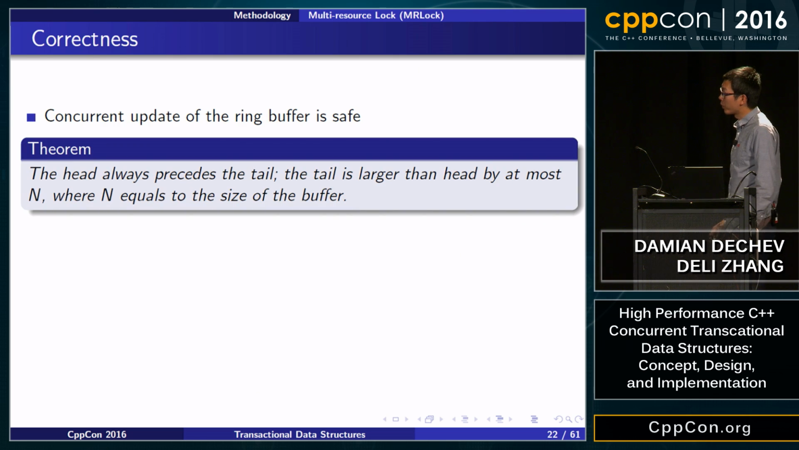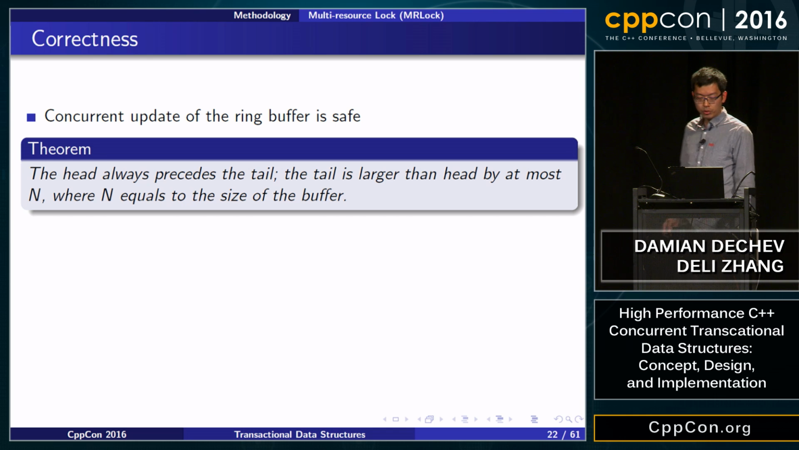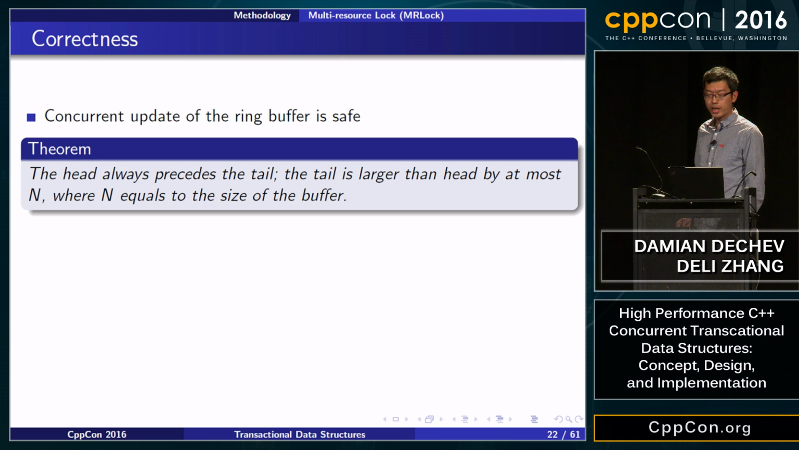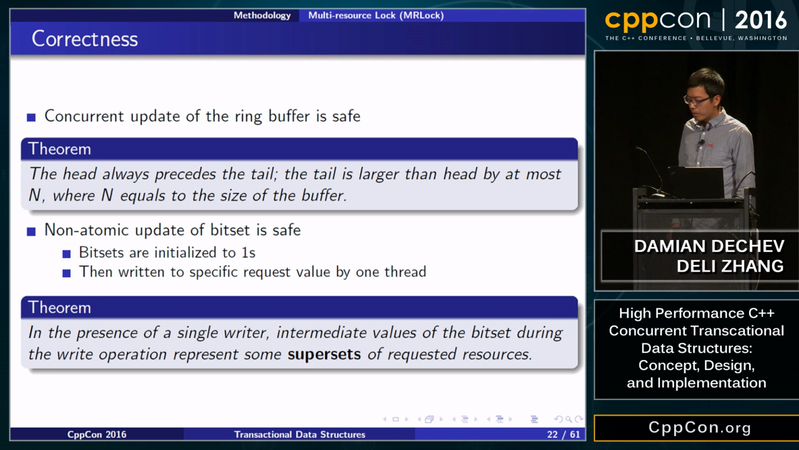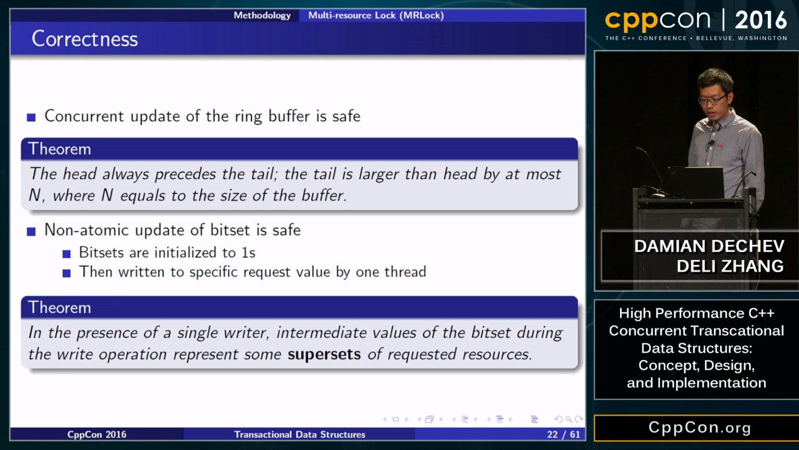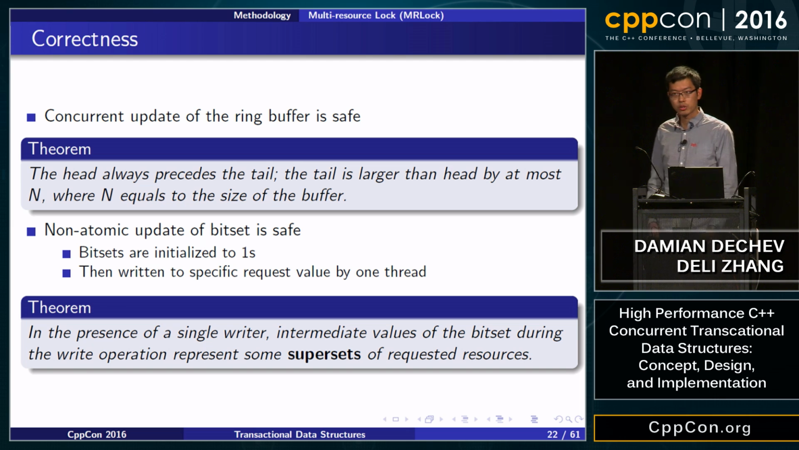The concurrent update of the ring buffer is safe because, through the use of the sequence number, we guarantee that the head always precedes the tail, and the tail is always larger than the head by at most n, where n is the size of the ring buffer. Now, the important thing is that we don't need to use atomic operations to update the bit set anymore, as we did with the extended TATAS lock, because the bit sets are initialized to ones, and there will be only one writer each time to update the bit set. So in the presence of a single writer, the intermediate value of the bit set during the write operation represents some superset of the requested resources. That means we always lock enough resources.